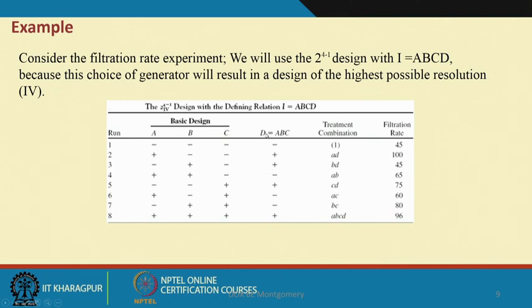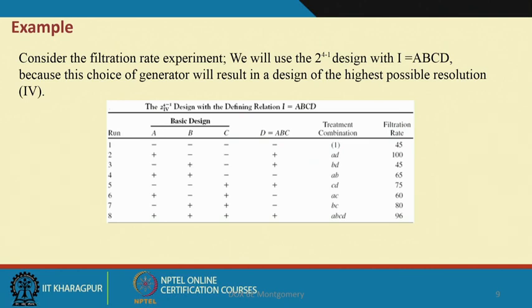If you choose D like this, then what is happening here? Your treatment combinations are this. First one is all low, second one A, D high, and something like this. With this treatment combination you have done the experiment and you get the filtration rate, that is the response values. Now, you may ask what will be the value of AB, AC, BC; you can multiply. Now, you will be getting everything.